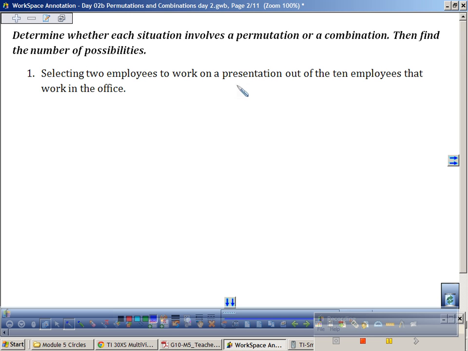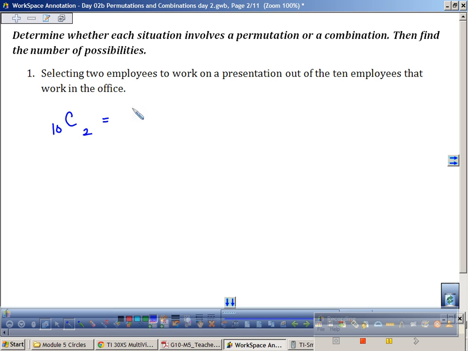Anyways, selecting 2 employees to work on a presentation out of the 10 employees that work in the office. Would this be a permutation or a combination? This would be a combination. That's a group of 10 employees, and we're going to pick 2 of them. So I've got 10 combination 2.